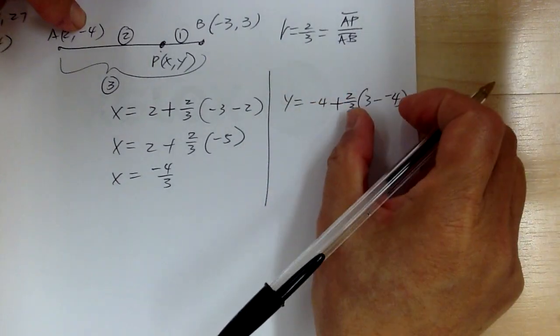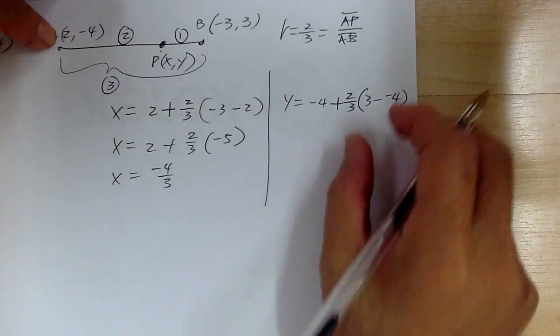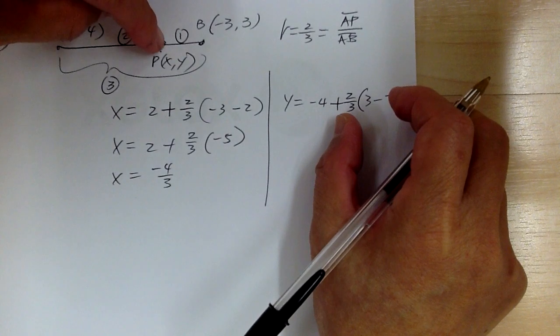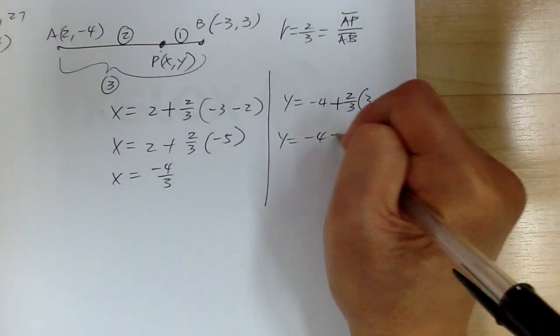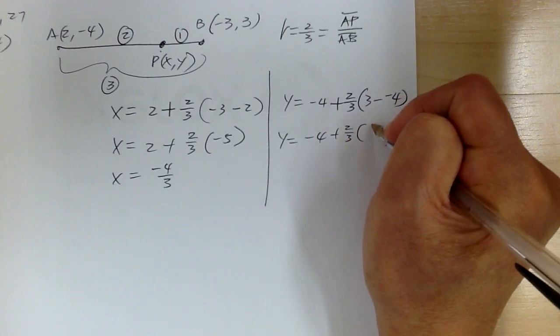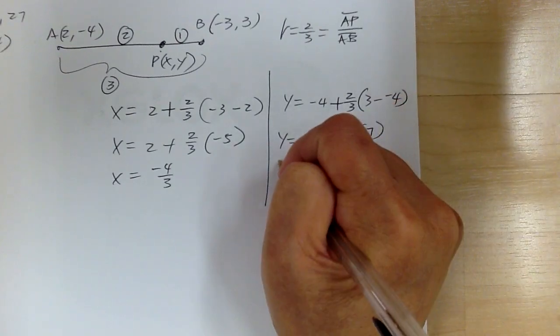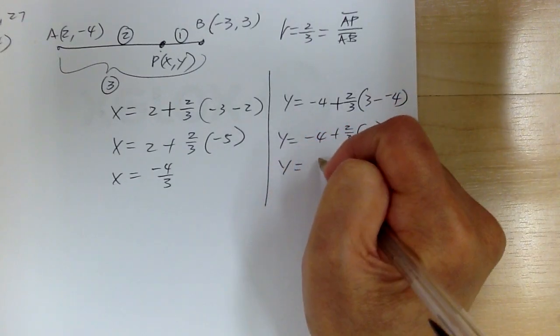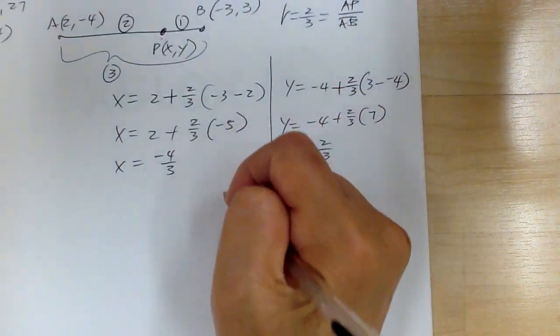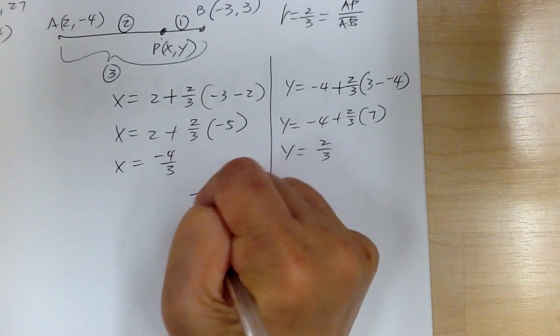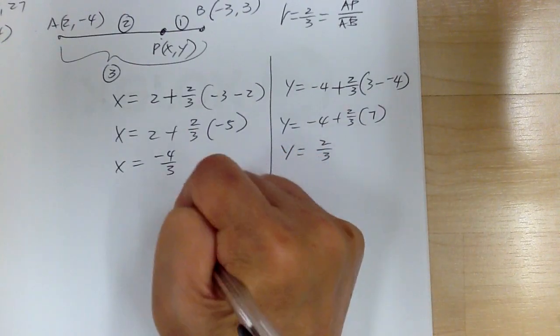So again, this is your distance. So this is your starting value. You plus that distance will give you this value. So you're going to get Y equal to -4 plus 2/3 times 7. And so you're going to get Y equal to 2 over 3. Therefore, the point P would be -4 over 3, comma, 2 over 3.